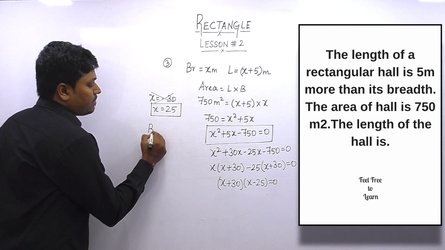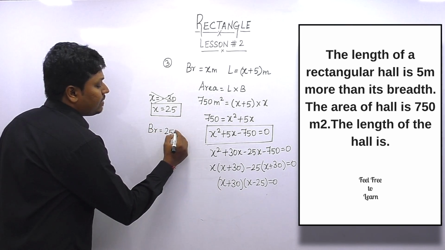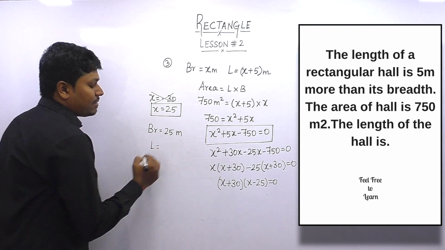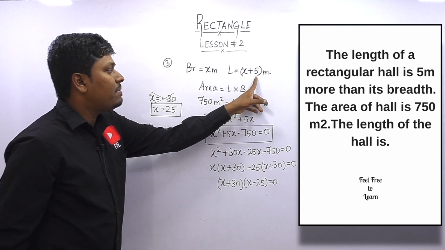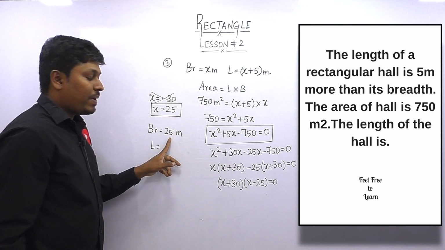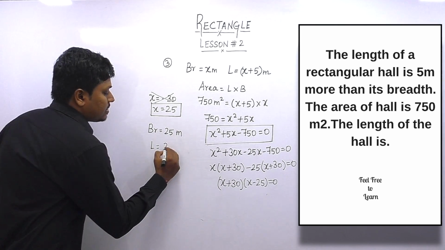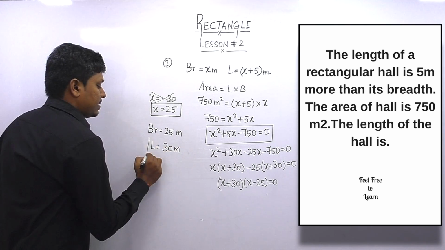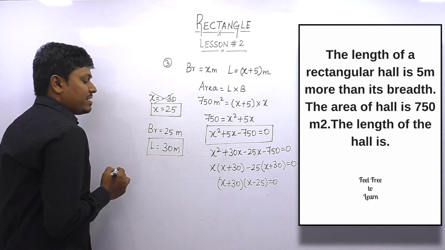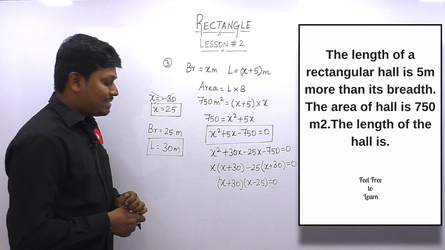We can directly say the breadth of the rectangle is 25 meter. Next is the length. We already know that the length is always 5 meter more than the breadth. So 25 plus 5 will be 30. So 30 meter will be the length. So the answer for this question: the length of the rectangle is 30 meter.